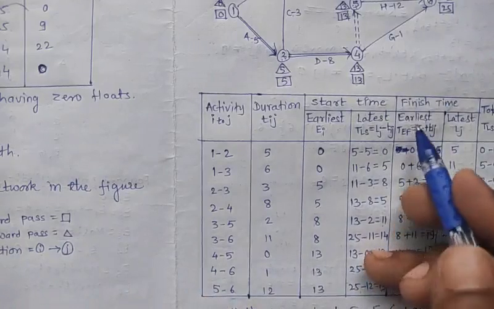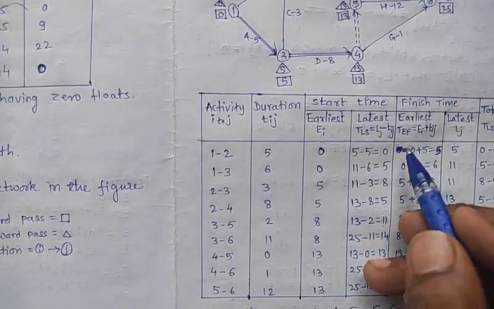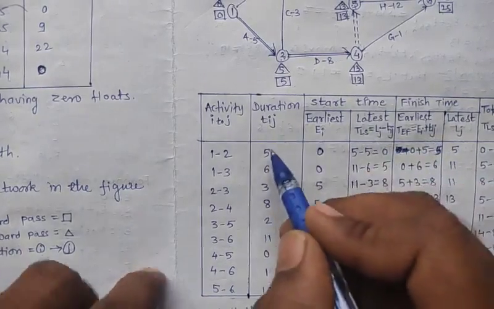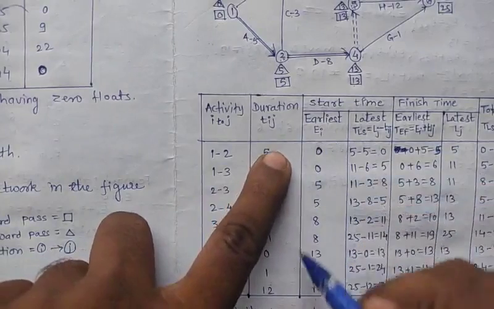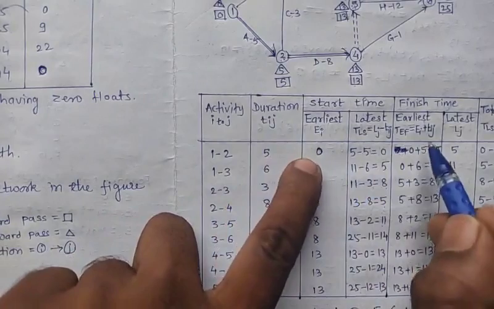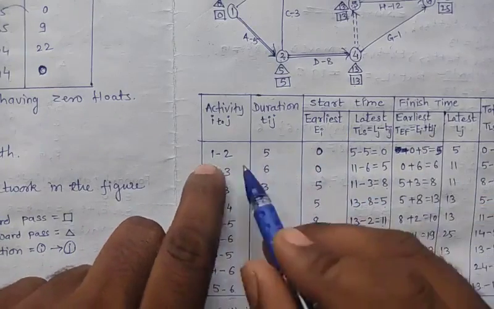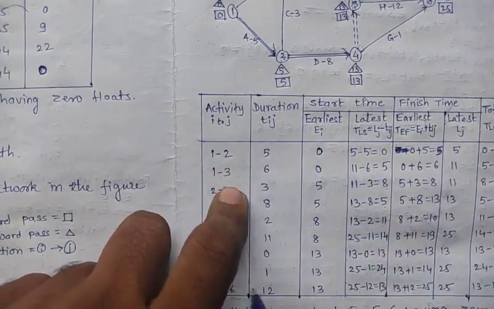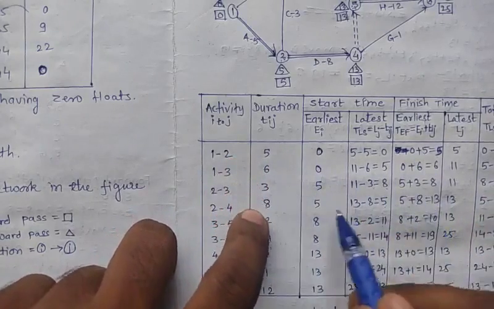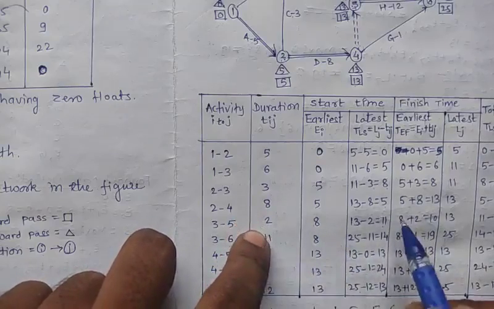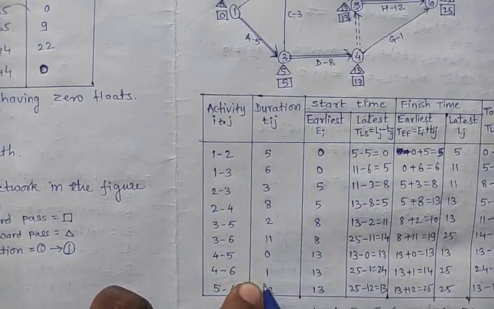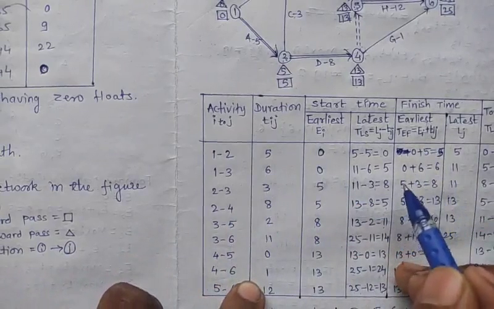Now next, calculate the earliest. So what is the earliest? It has the formula Ei plus tij. So this is the value of Ei, right? So write down this value as it is for the first, and add their time duration. 1 2 has a duration. Adding these two: 0 plus 5, next 0 plus 6, 5 plus 3, 5 plus 8, 8 plus 2, 8 plus 11, and similarly. So adding this column plus this column, we get the earliest finish.